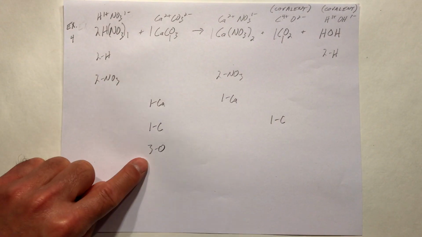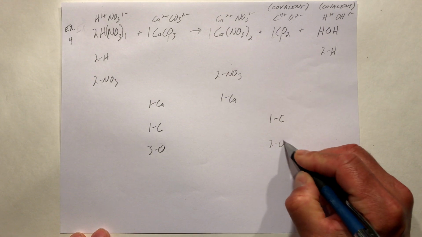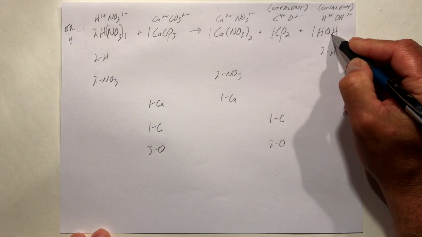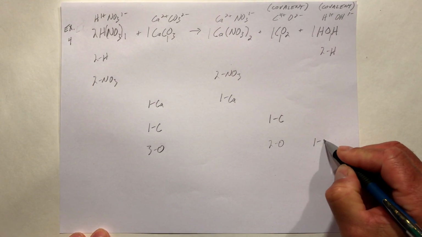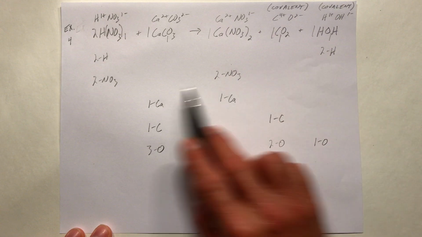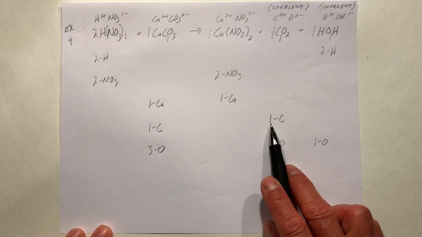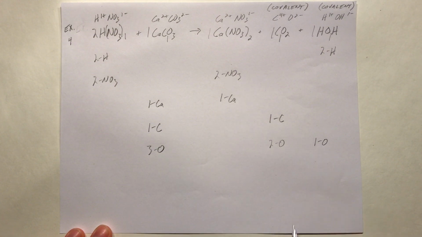So 3 O's here on the left. And on the right, we have 1 times 2, that's 2 O's. And 1 times 1 is 1 O. So 2 and 1 is 3. We have 3 O's on both sides. It looks like it's balanced. 2 H's, 2 NO3's, 1 Ca, 1 C, 3 O's, 3 O's.